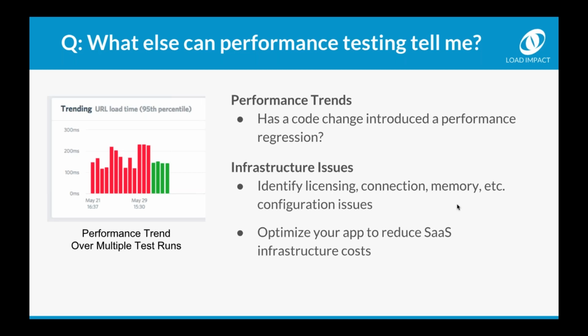Trending is useful to catch regressions. So if you have a test that you run repeatedly, you can usually quite easily detect a regression. And even if your thresholds are not exceeded and you get no fails, you can still see that the performance goes down over time.